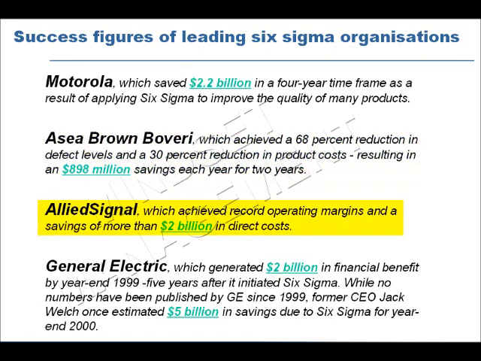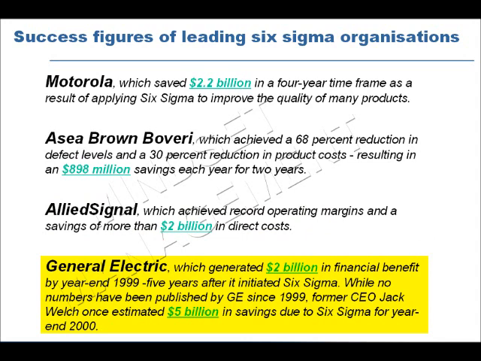Allied Signal achieved record operating margins and a savings of more than $2 billion in direct costs. General Electric generated $2 billion in financial benefit by year-end 1999, 5 years after it initiated Six Sigma. While no numbers have been published by GE since 1999, former CEO Jack Welch once estimated $5 billion in savings due to Six Sigma for year-end 2000.